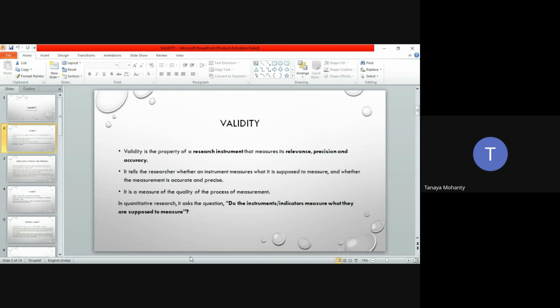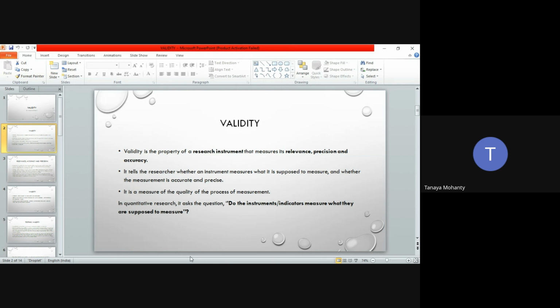The first point is relevance, as I told you. So, basically, when we talk about validity, it tells the researcher whether an instrument measures what it is supposed to measure and whether the measurement is accurate and precise. These are the things that follow. But the first thing that you need to ensure is the relevance of that instrument.